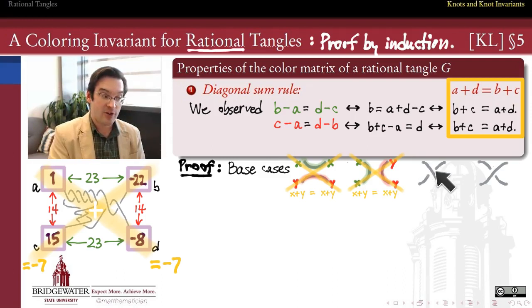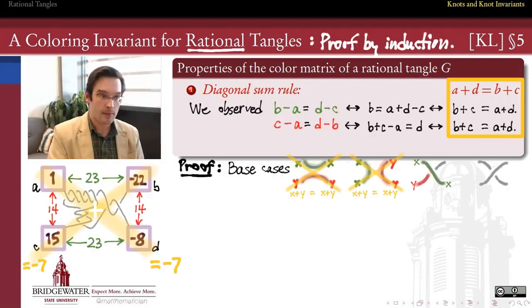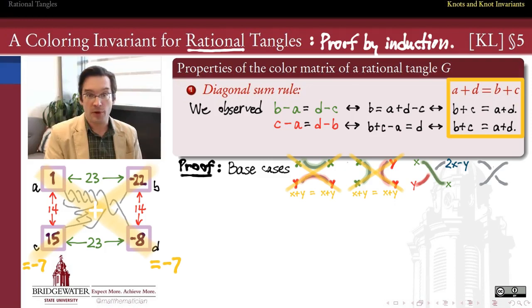The case where we actually have a crossing is a little bit more interesting, but not a ton. If I color the overstrand here X, and I color the understrand Y, then according to our scheme, the color of this remaining strand should be twice the over minus the under. In other words, 2x minus y. Is the diagonal sum rule satisfied for this simple tangle? Sure. I just add up the diagonals, I get 2x, and on the other hand, 2x minus y plus y. So 2x.